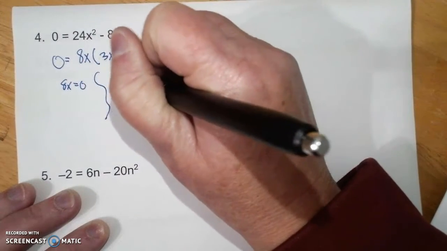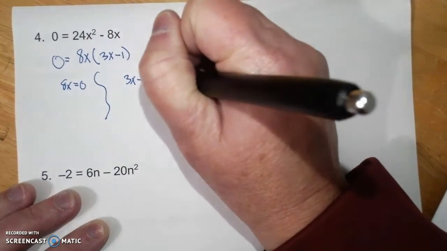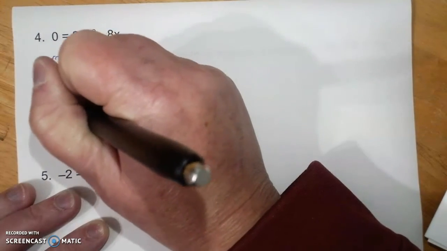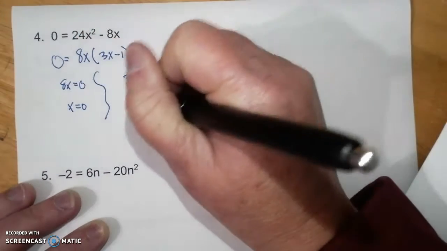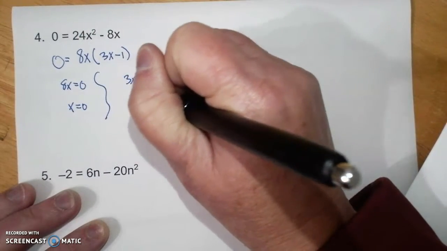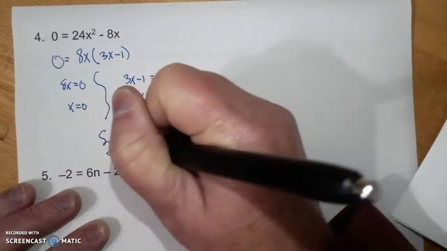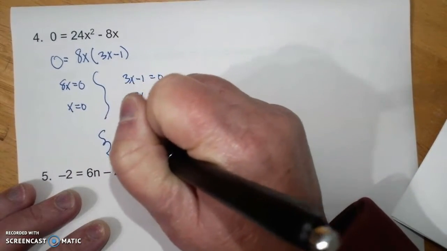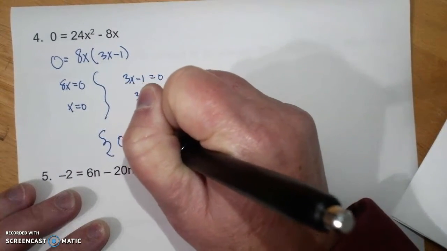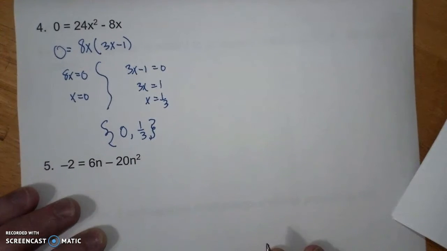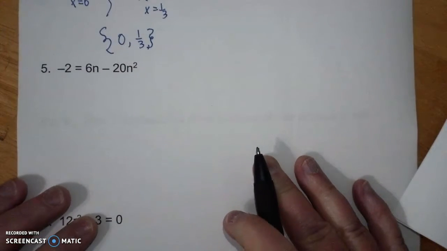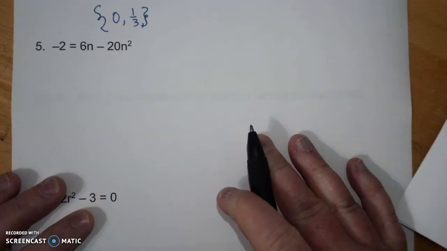8x equals 0, or 3x minus 1 equals 0. Here x would be 0, and here 3x equals 1, x equals 1/3. And so my solution set is 0 and 1/3. There's my solution set. Set it equal to 0.